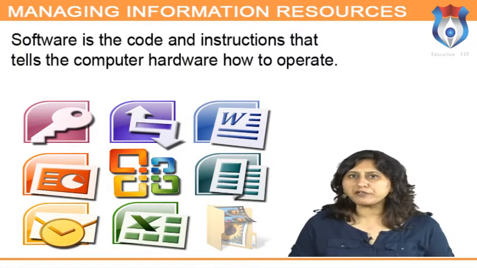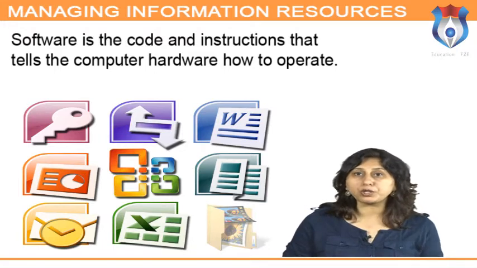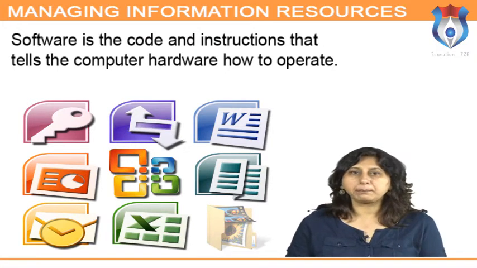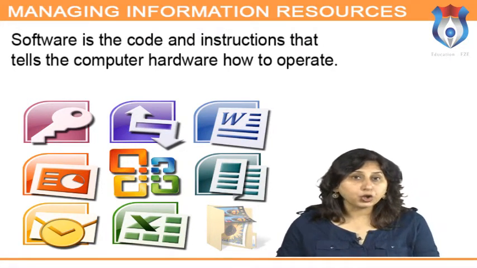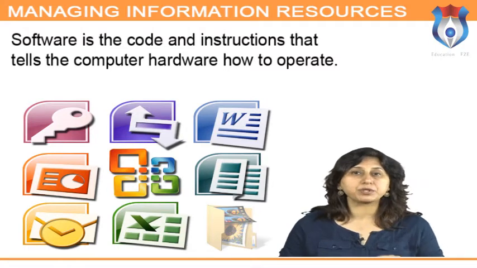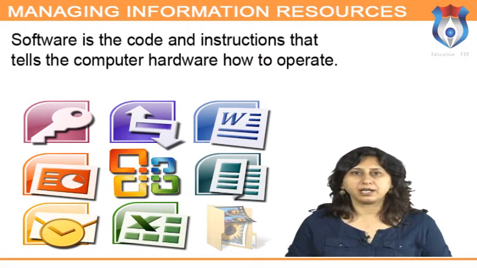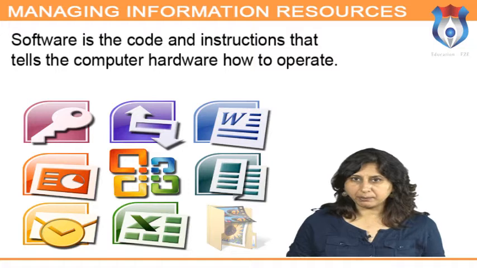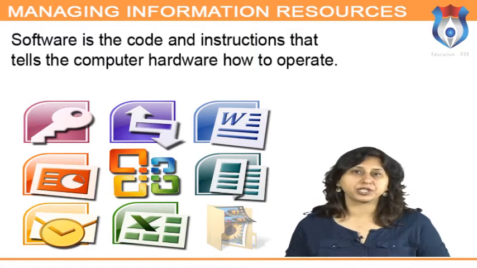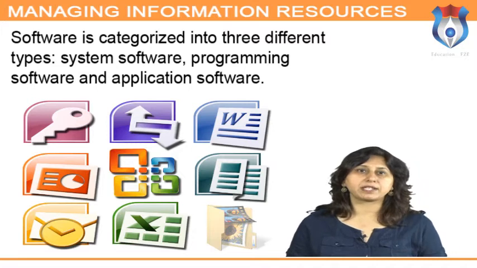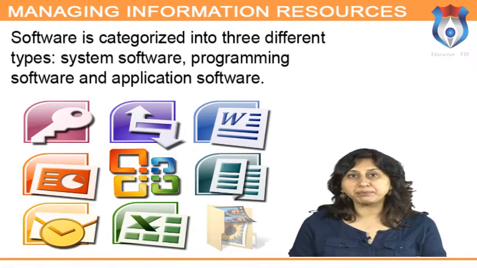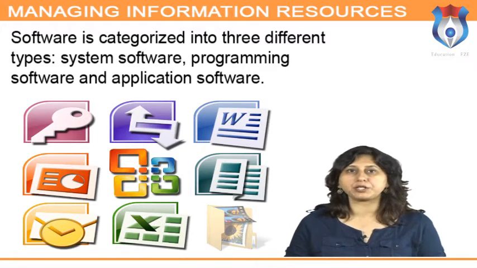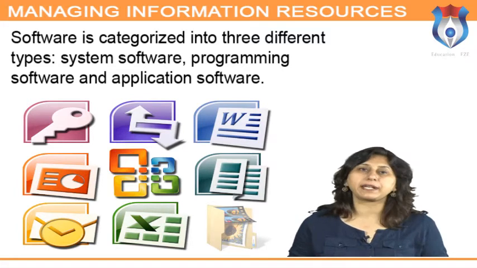Software. The software is any program that we load onto a computer, such as the operating system, the server, the web browser, media player, etc. It is the code and instructions that tell the computer hardware how to operate. Software is categorized into three different types: system software, programming software, and application software. System software is software designed to operate and provide basic functionality to the computer hardware in order for it to be able to provide a platform for running application software.